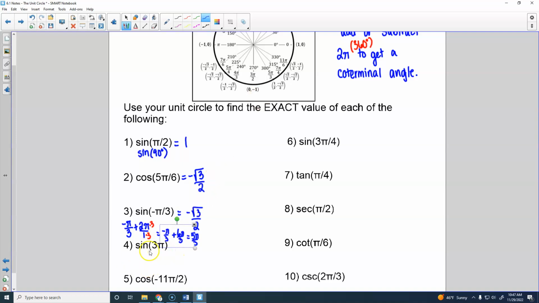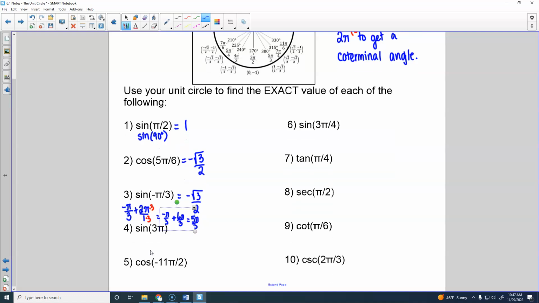Okay, so let's think about sine of 3 pi. Is 3 pi on the unit circle? No. So, is 3 pi too big or too small to be on the unit circle? Too big. So since it's too big, we could add or subtract 2 pi always, and it's going to give us the coterminal angle. So in this case, we want to subtract 2 pi. And so it's going to be the same as sine of just pi.